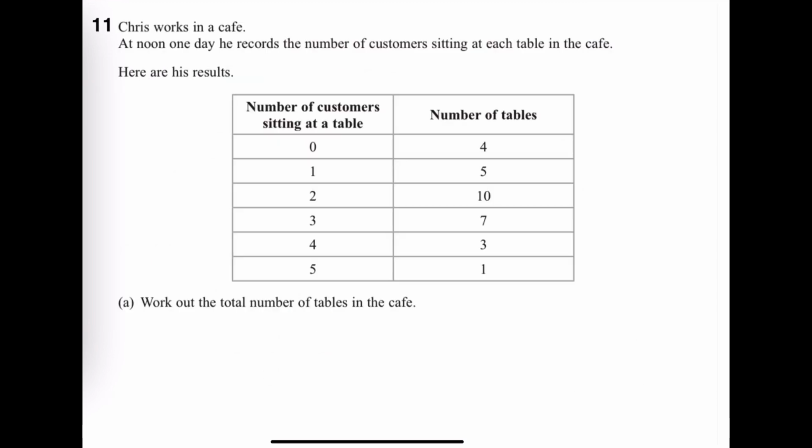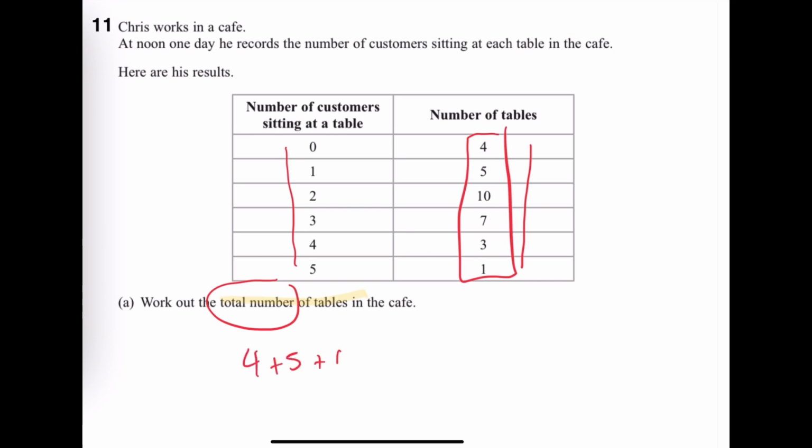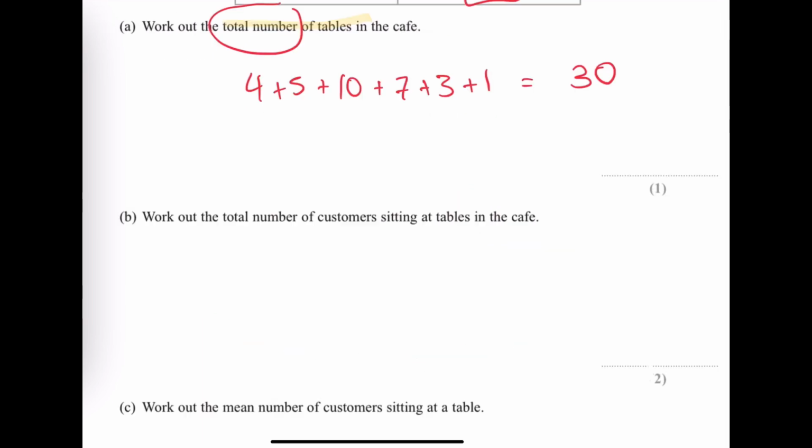Question 11. Chris works in a cafe. At noon one day, he records the number of customers sitting at each table in a cafe, and here are his results. Work out the total number of tables in the cafe. All we are going to do is just add up all the numbers of tables over here. So if you do 4 plus 5 plus 10 plus 7 plus 3 plus 1, we will get 30, which is the answer.